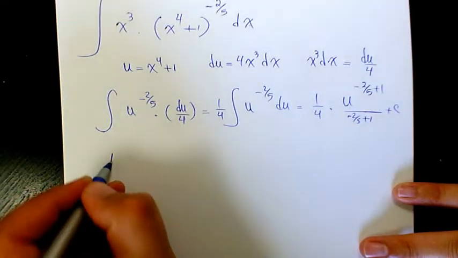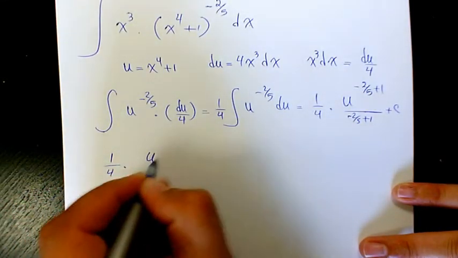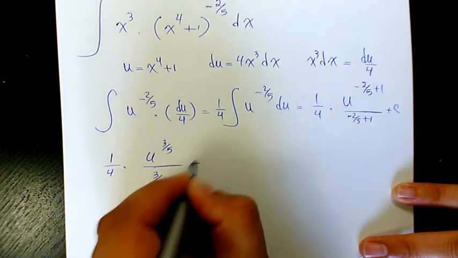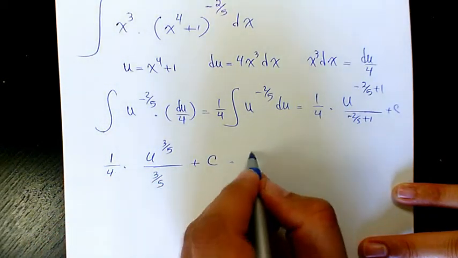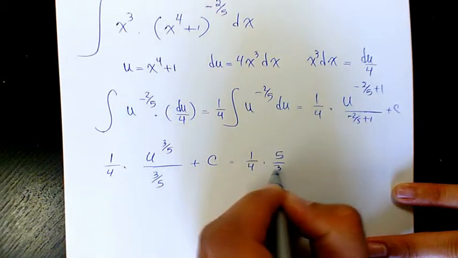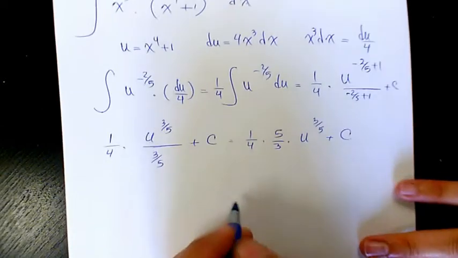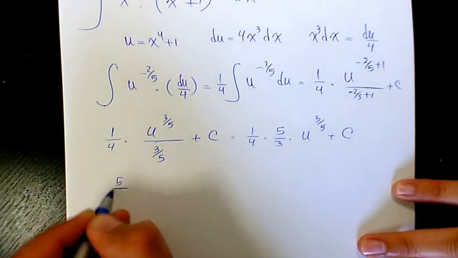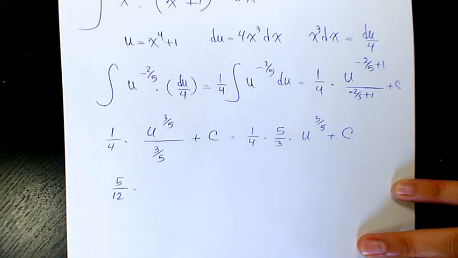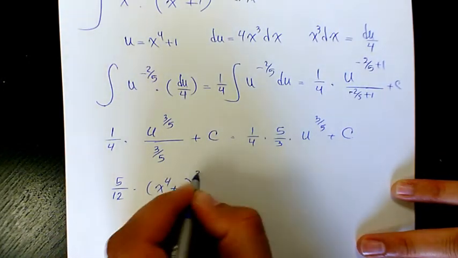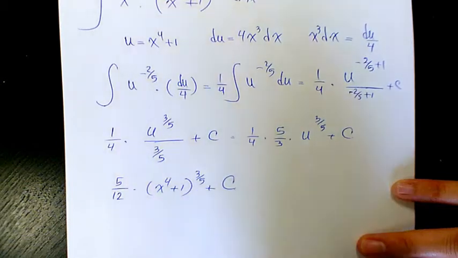So that's going to be 1 over 4 times u to the power of 3 over 5 over 3 over 5, plus c. That's going to be 1 over 4 times 5 over 3 u to the power of 3 over 5 plus c. So that's going to be 5 over 12 times x to the power of 4 plus 1 to the power of 3 over 5 plus c. That's going to be the final answer.